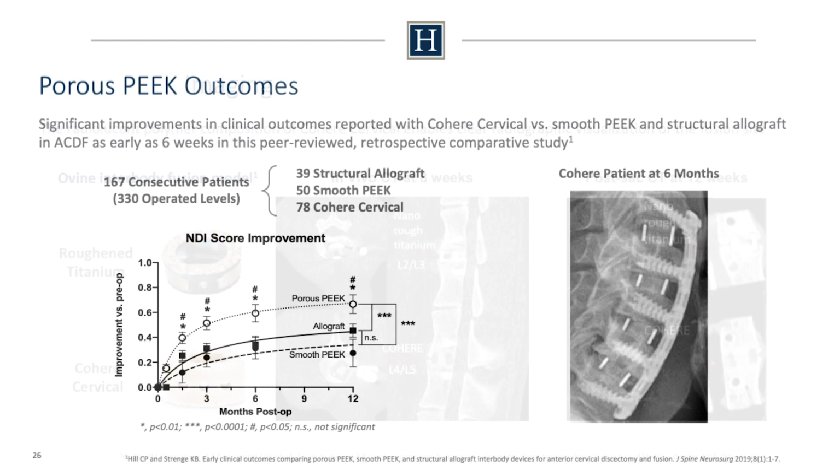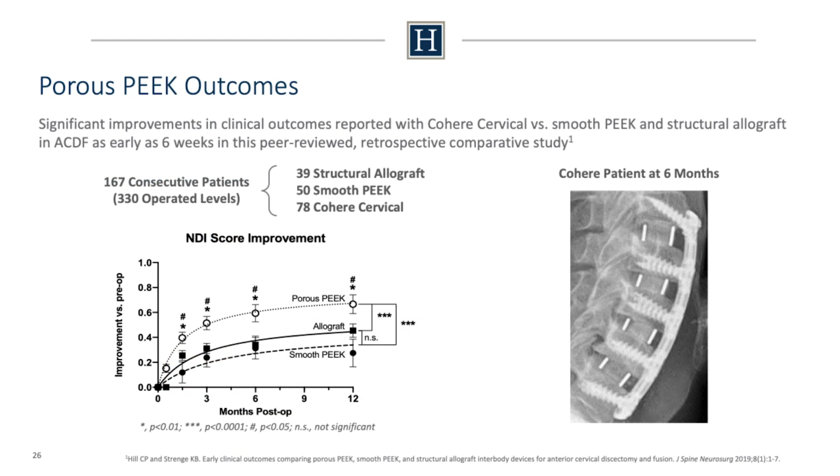These features all come together to deliver significant improvements in clinical outcomes with Cohere cervical compared to smooth PEEK and structural allograft in anterior cervical discectomy fusions. In this peer-reviewed study, significant improvements were observed as early as 6 weeks and were maintained out to 12 months. The early improvements in patients treated with Cohere cervical may reflect the stabilization created by this unique surface architecture.